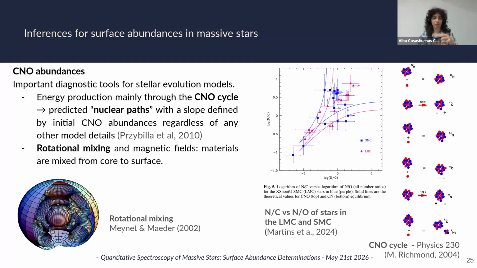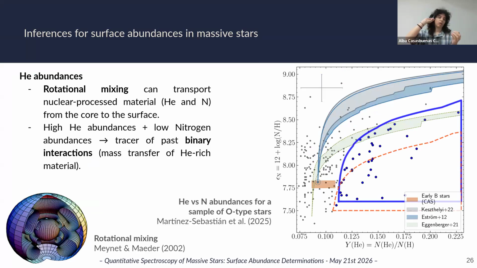These abundances can also give us some information on the rotational mixing of the stars, in which, when stars are rotating rapidly, the materials can be mixed from the core into the surface. This is the case also when they are considered together with the helium abundances. With rotational mixing, the nuclear processed material, in this case helium and nitrogen, can be moved from the core of the star to the surface, and we can see high helium and nitrogen abundances on the surface of the stars.